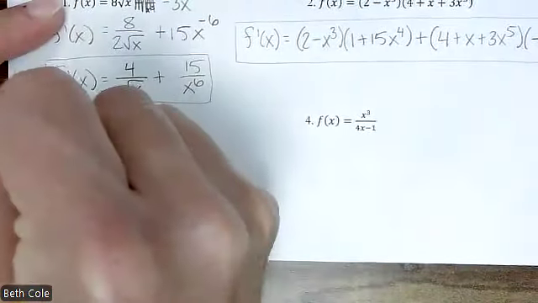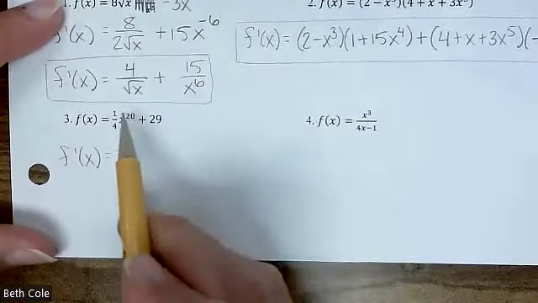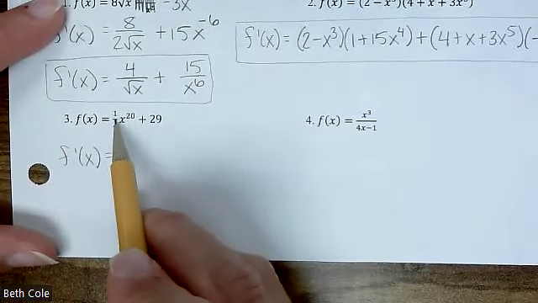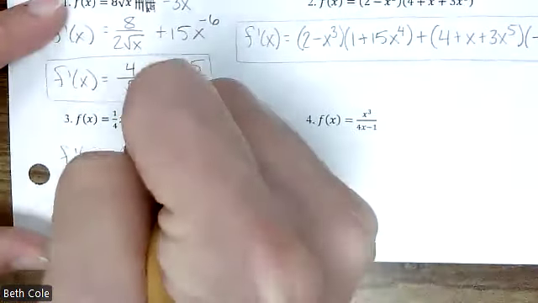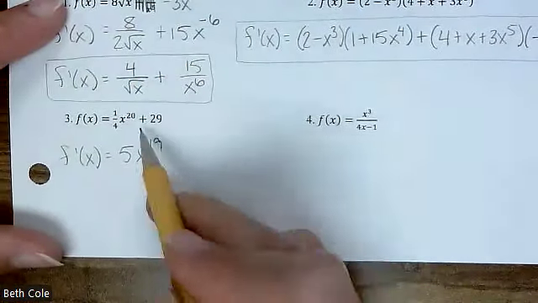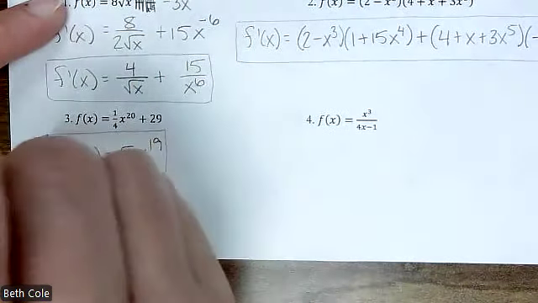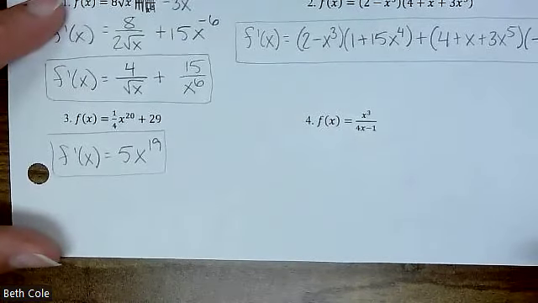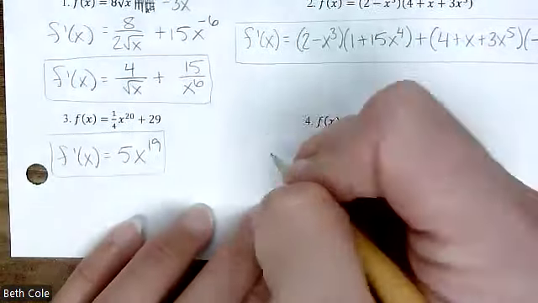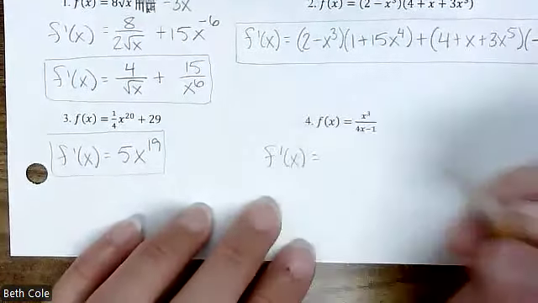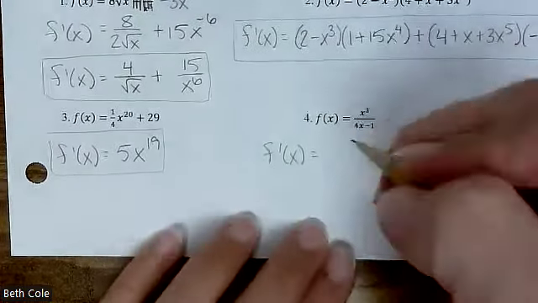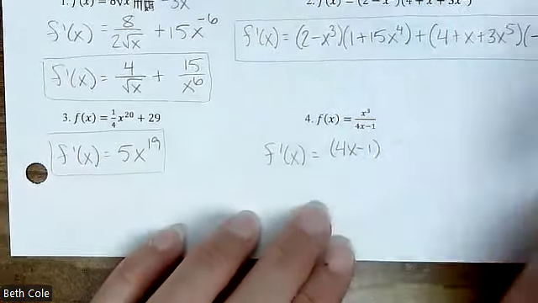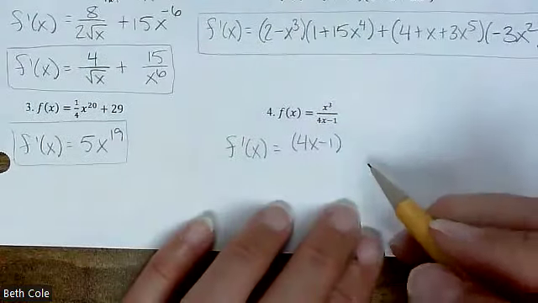All right, this one. Number 3, power rule. You would multiply the 20 down, 20 times a 4th. 5, x to the 19th, 29 is a constant, so that's it. What rule do you need for this one? Quotient. How does it start? The bottom, the denominator. If you get it started, you will probably get the rest of it, right?